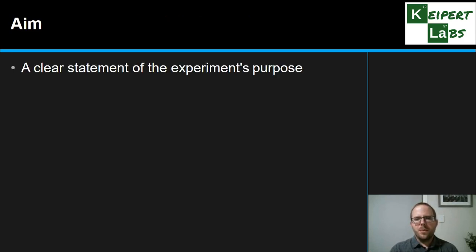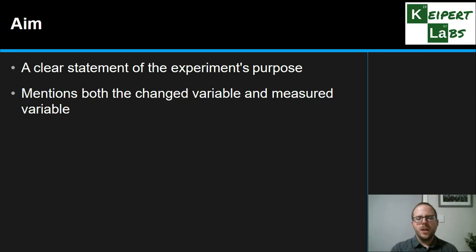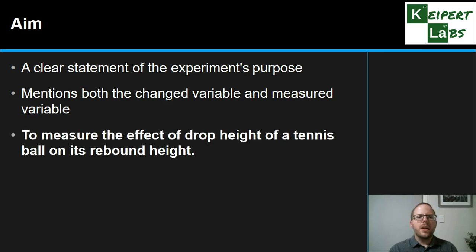Okay, so firstly we're going to start with the aim, a clear statement of the experiment's purpose. What are you setting out to achieve? What question or problem are you trying to answer? In this statement we mention the variables that we are changing and measuring in our experiment. So if we do this, what happens to this?